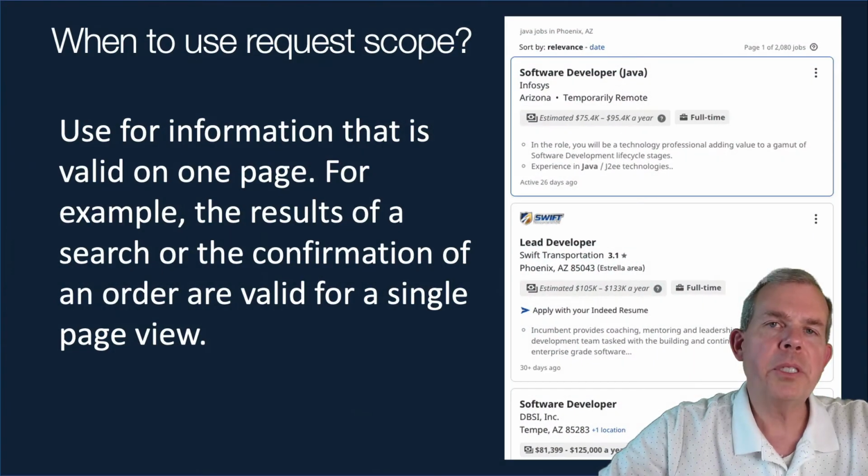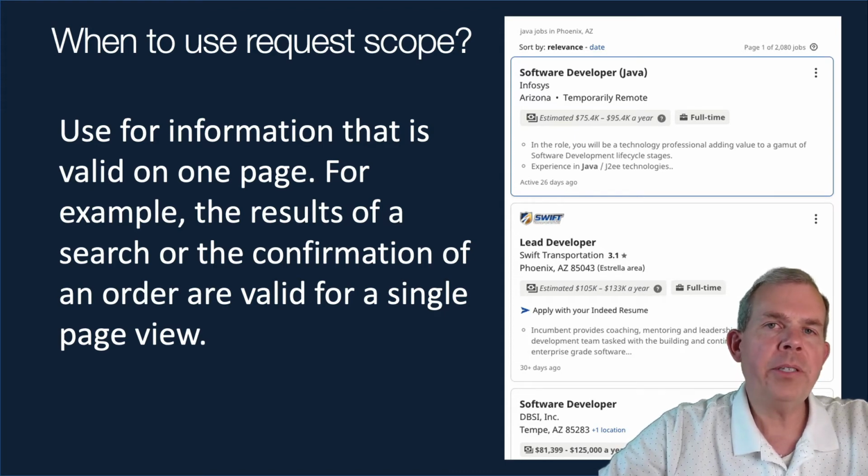So let's think of some specific examples of where you would use these. Let's talk about the request scope. Why would you want to create a bean that is only useful for one page view? Well, what do you think about this example of search results? So you query a database and you get a list of jobs in your neighborhood.